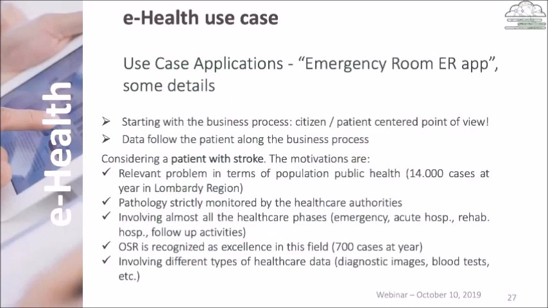Okay, I want to show you some details regarding this last app. These are mainly the work that we have performed at the beginning of the DITAS project. We have selected a specific category of patients. These are patients with stroke. Stroke is a typical emergency situation. The motivation for this selection is because this is a relevant problem in terms of population public health. This is because San Raffaele is also recognized as an excellence in this field. And also this process involves different types of healthcare data, so images, blood tests, and so on.